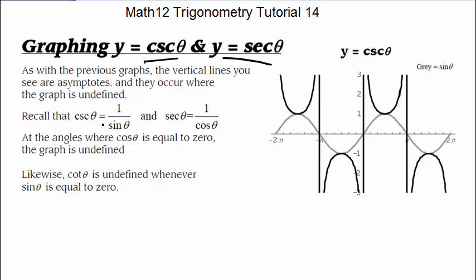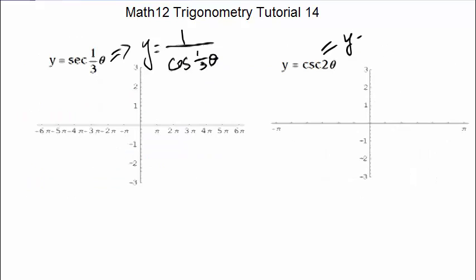The cosecant function is the reciprocal function of the sine function. The secant function is the reciprocal function of the cosine function. As long as we get these two parts, we're done. We just draw a normal sine function if we're looking for cosecant, and draw a cosine function if we're looking for secant.